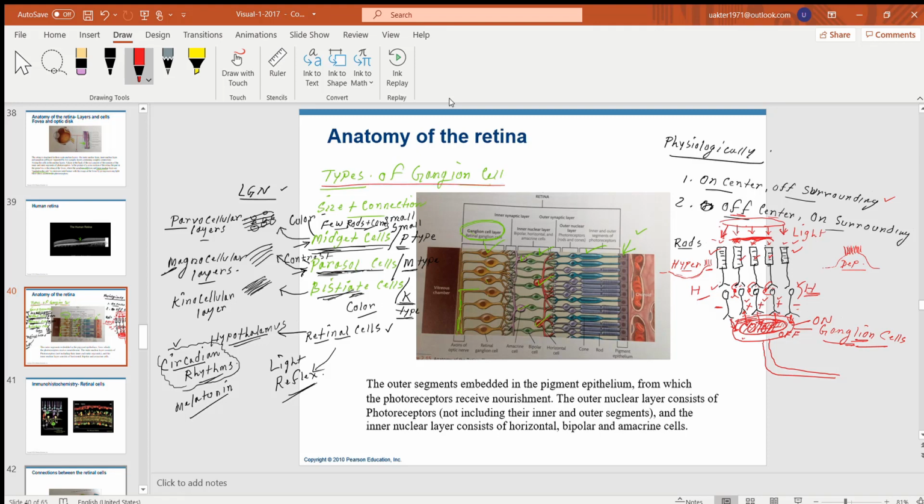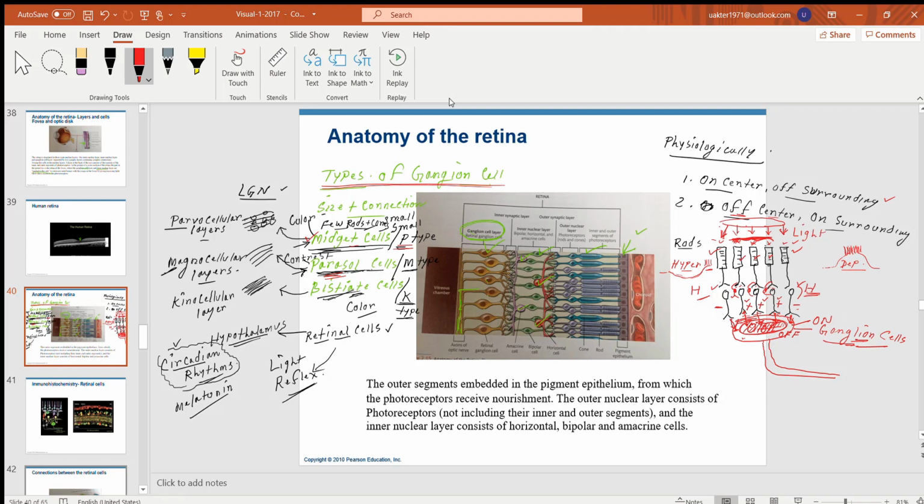Anatomically, by looking at the size of the cell and the dendrites, we divide into three types. Midget cells have small cell bodies, small dendritic arbor, and they project to the parvocellular layers of the lateral geniculate nucleus of the thalamus. That's why these cells are also called P-type cells. They're sensitive to color.